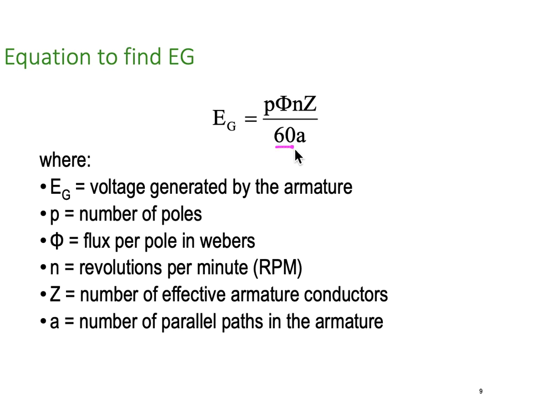The 60 is simply so we can have RPMs. It's just a conversion factor for RPM. That's all that is. The 60 is simply put in there as a constant, which allows us to work in revolutions per minute rather than revolutions per second.